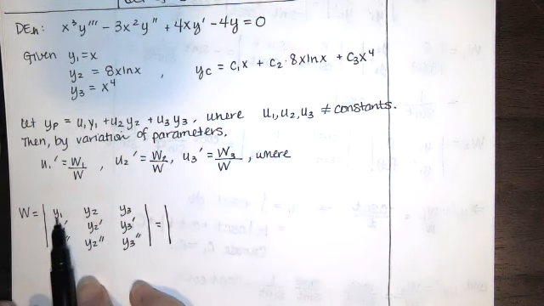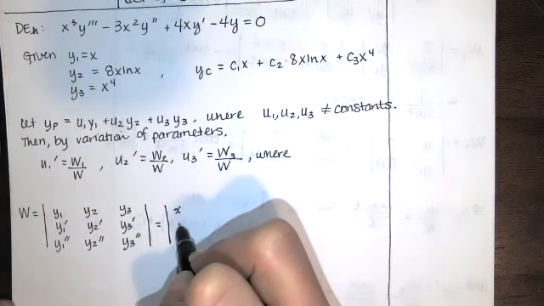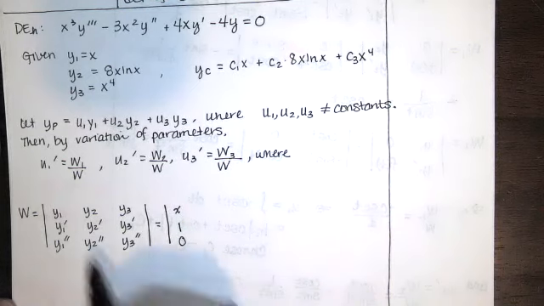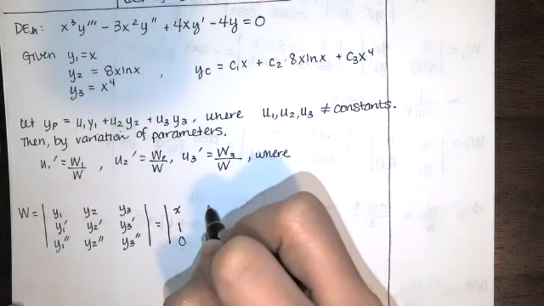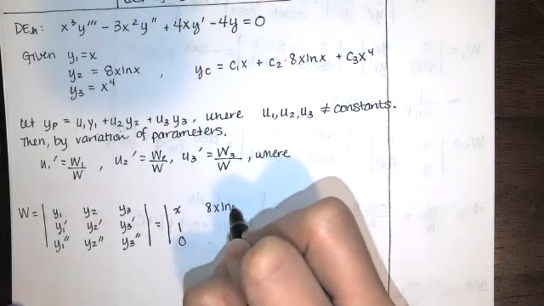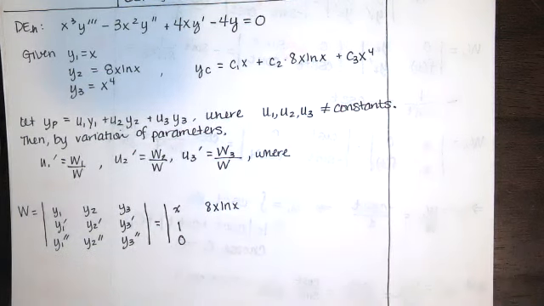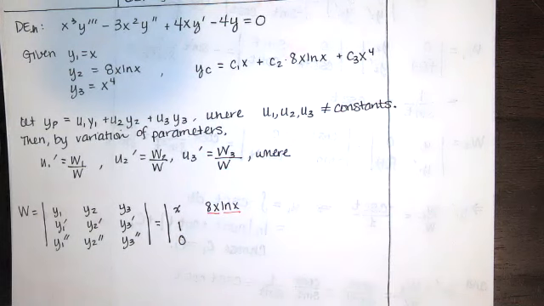So in the first column, we'll have our first solution x. Its first derivative is 1, and the derivative of 1 is 0. So just take derivatives until we have 3 rows there. And then for the second one, we have 8x times natural log of x. Now, when I take the derivative of this, it takes a little bit more work. We have to use the product rule.